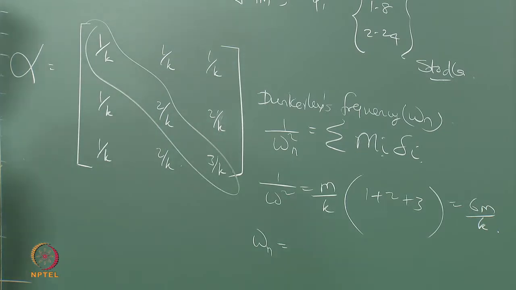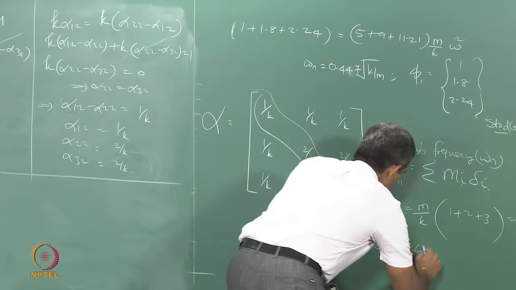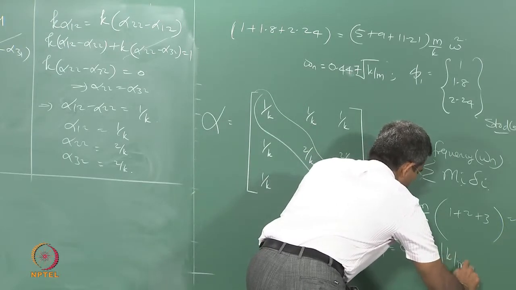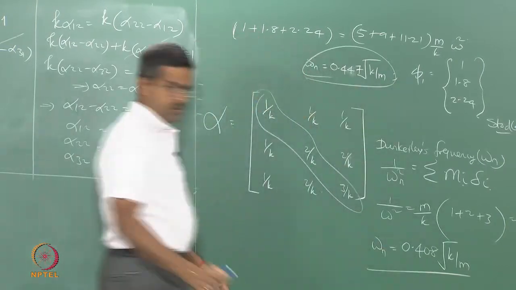0.41. What is the third decimal? Okay. So, this is more or less verified.